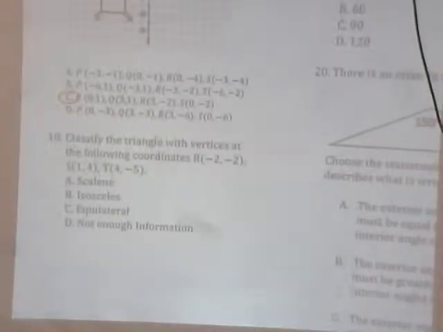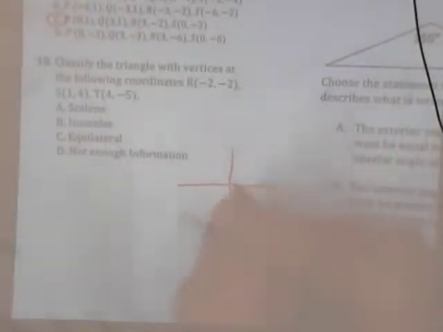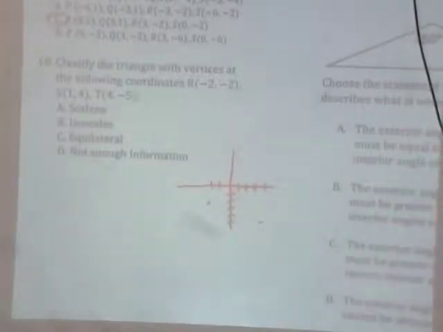18. Classify the triangle with vertices of the following coordinates. Let's just sketch this. -2, -2, 4, -5, and 1, 4. All right. Can we tell if it's scalene, isosceles, equilateral, or not enough information?